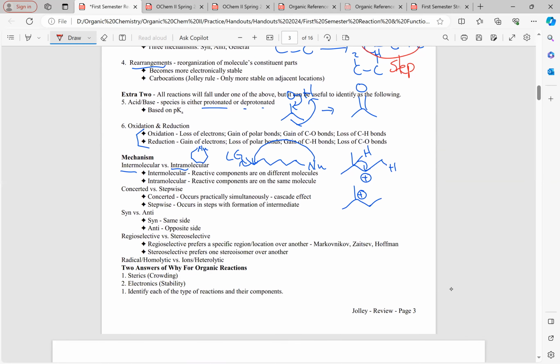Syn versus anti. Syn is the same side, anti is the opposite side, and we've seen the terms syn-periplanar and anti-periplanar. In that case, the leaving group is completely opposite. We'll say the hydrogen, but it has to be in the same plane. So that one would be called anti-periplanar. And this one would be called syn-periplanar. And this is how we got the cis and trans alkenes. And then we went on to talk about Zaitsev.